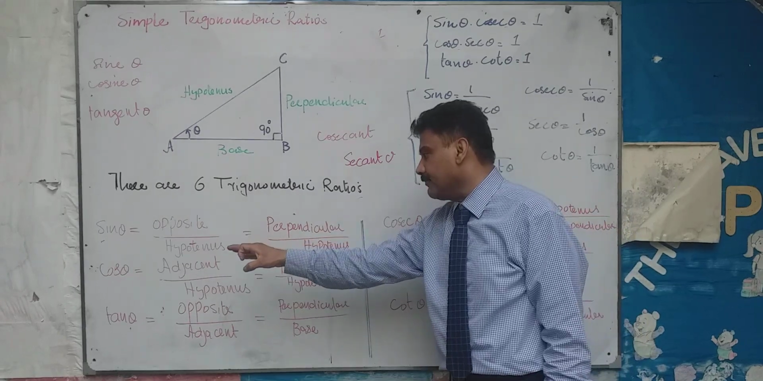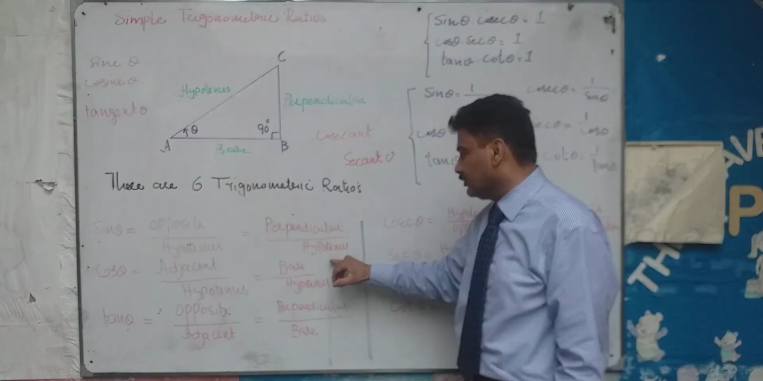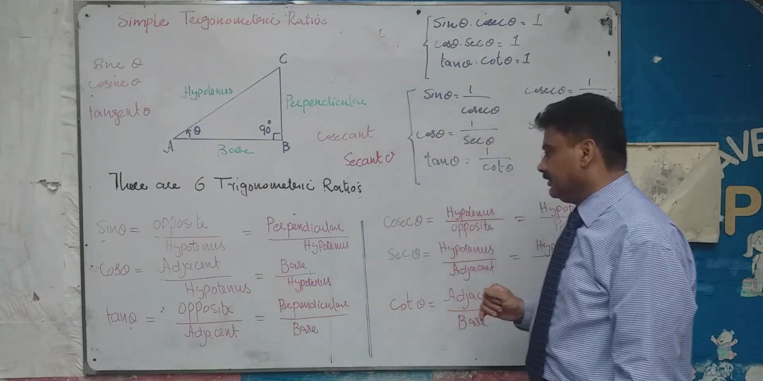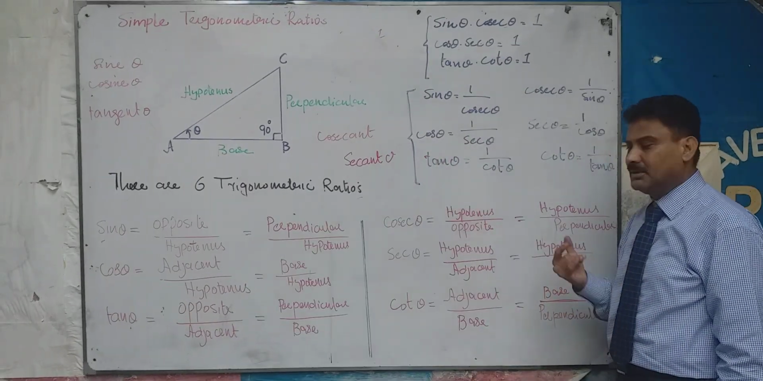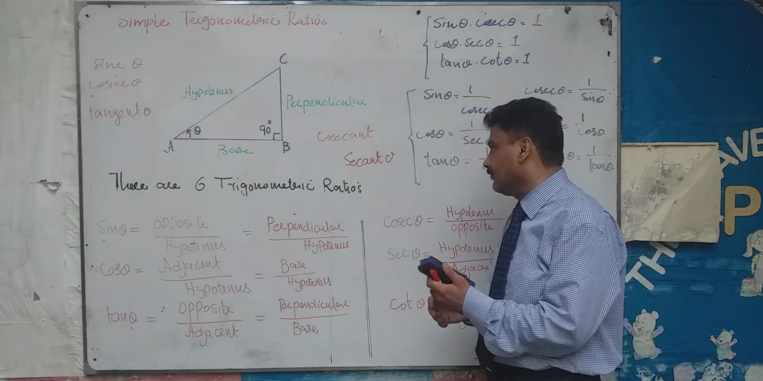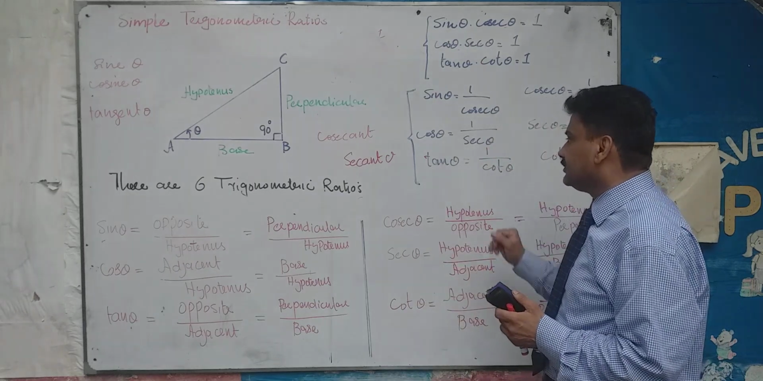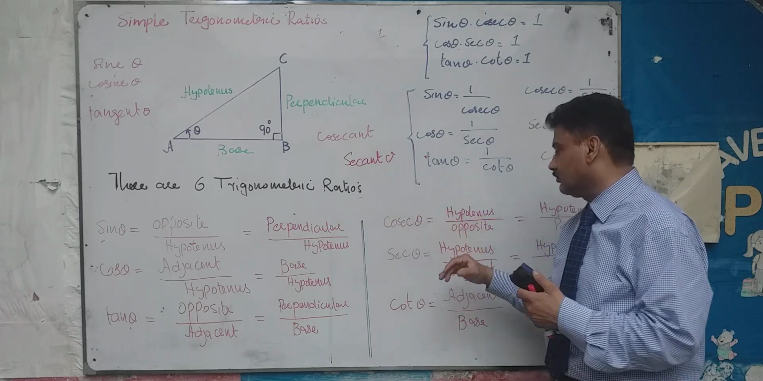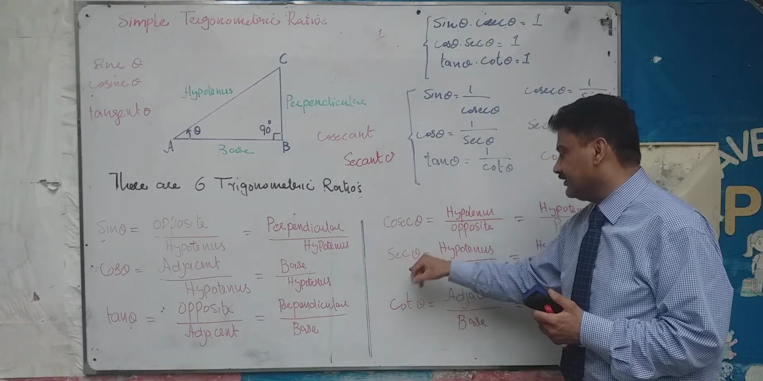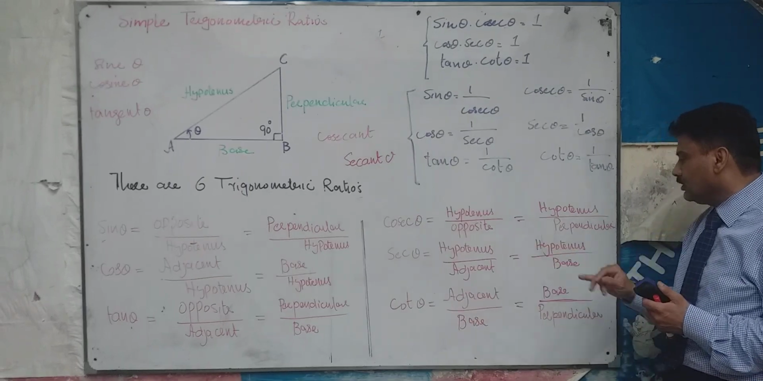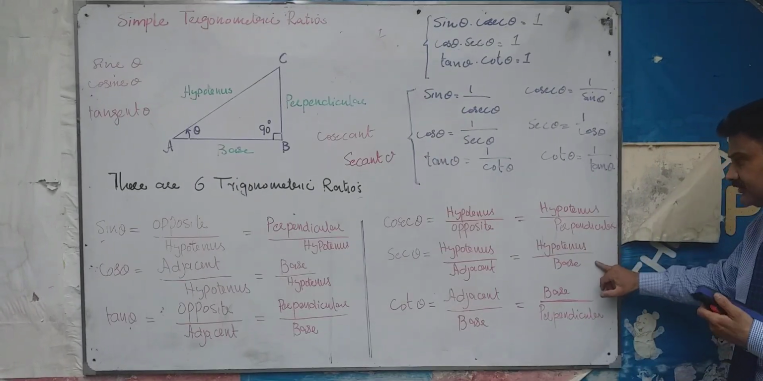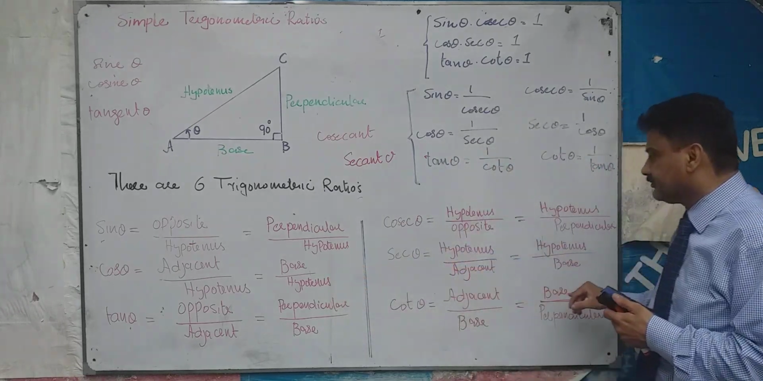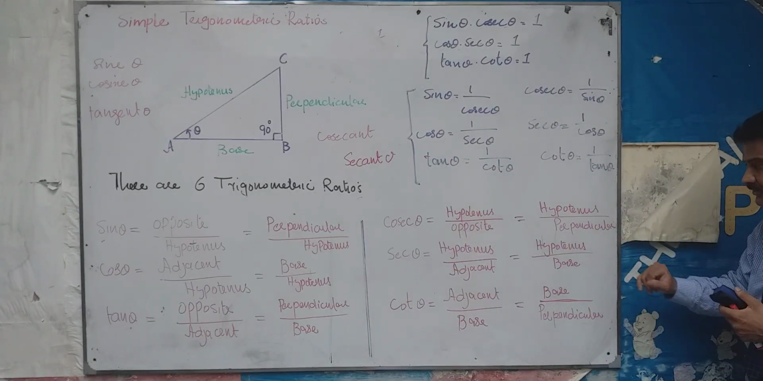Similarly, cos theta is the ratio between base over hypotenuse, or adjacent over hypotenuse. Its reciprocal or multiplicative inverse is secant theta. The whole name is secant, but we write it short as sec theta. Secant theta is the trigonometric ratio between hypotenuse and base. Since cos theta is base over hypotenuse, secant theta will be hypotenuse over base.